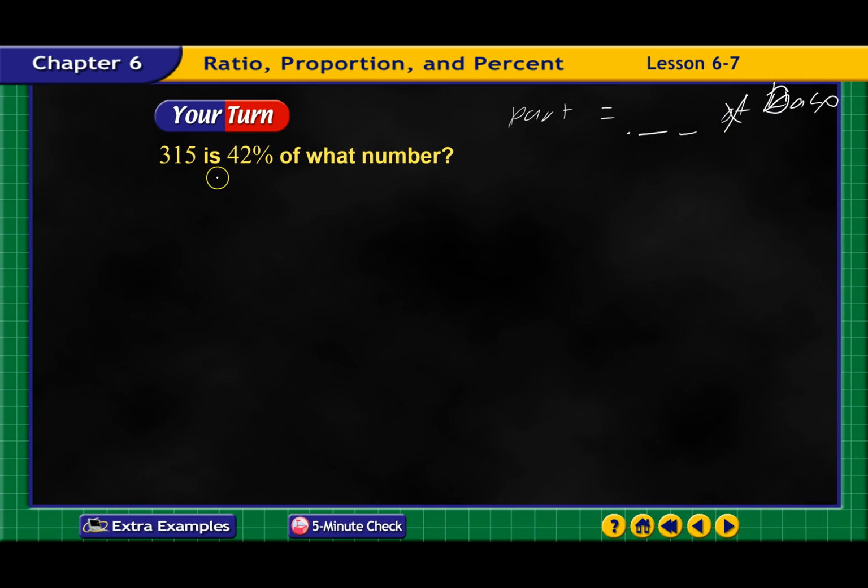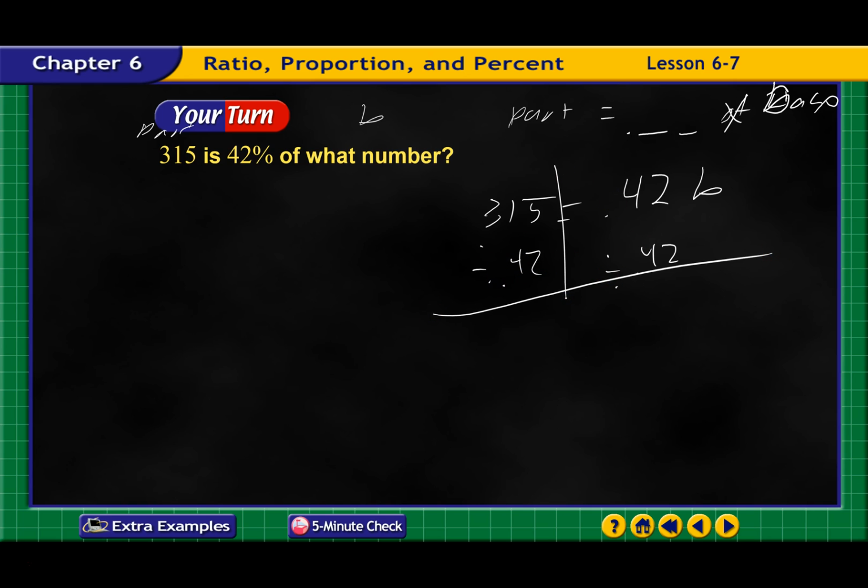All right, didn't write that out very well, but that's okay. So it looks like 315 is my part, and 42 is my percent, and that is my base. So 315 equals 0.42 times base. Divide by 0.42, punch that into my calculator. Gives me 750. So 315 is 42% of 750.